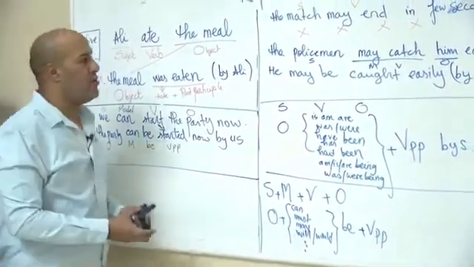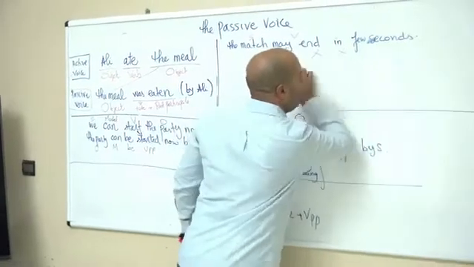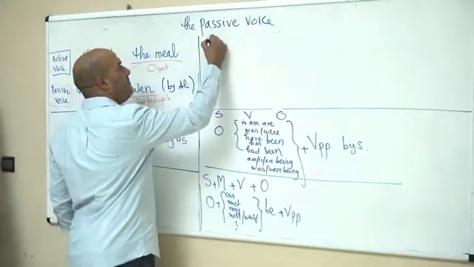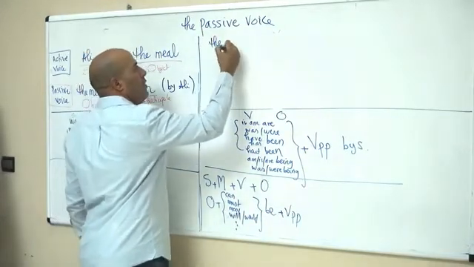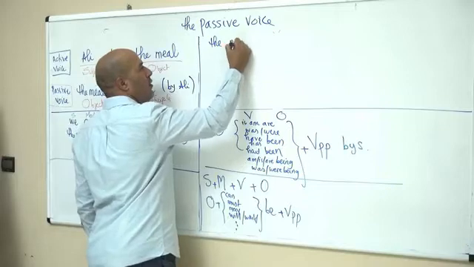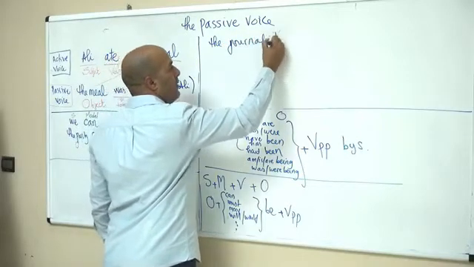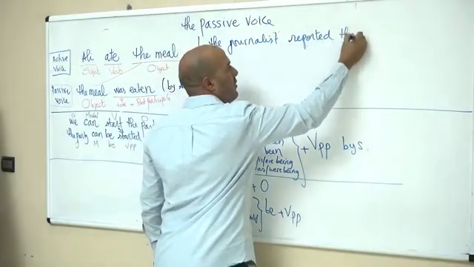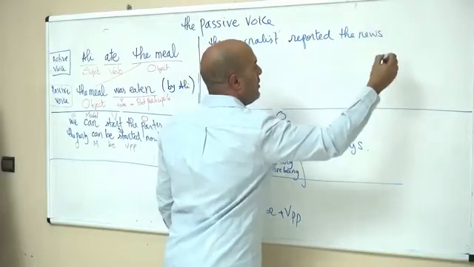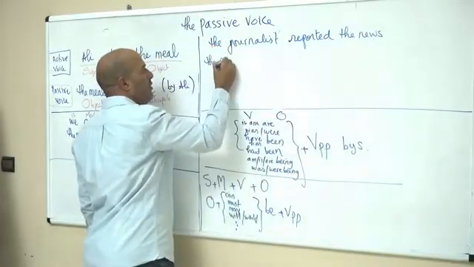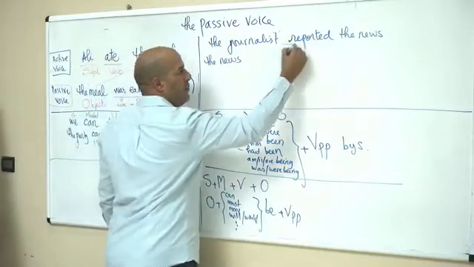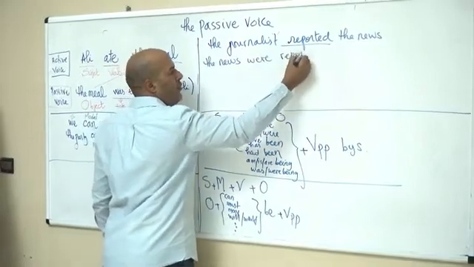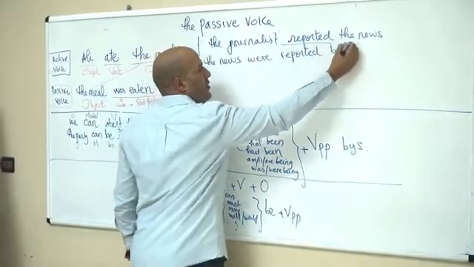So we will do a few examples here quickly before we end the time. So I'll write: the journalist reported the news. So the news, the verb is in the simple past. So the news was reported by, of course, the journalist.